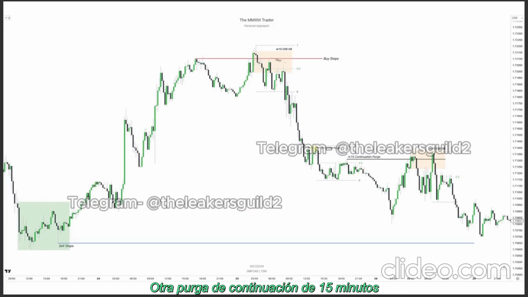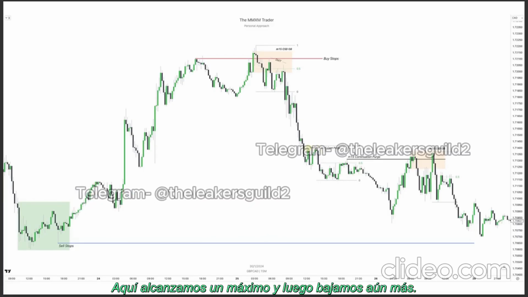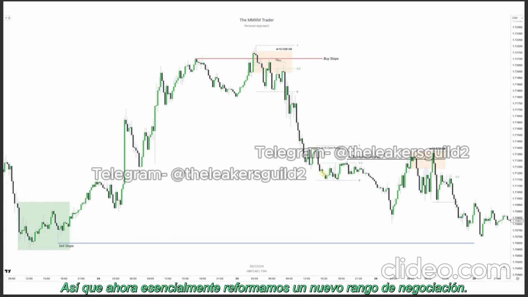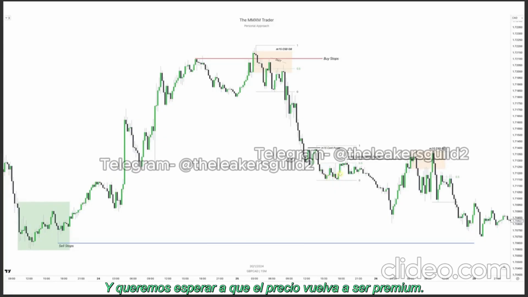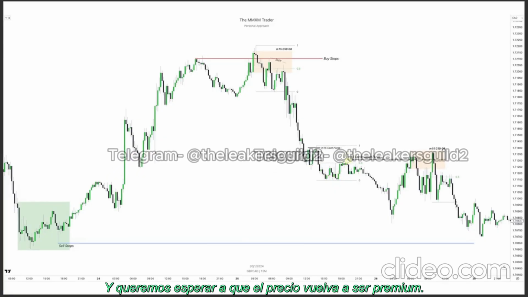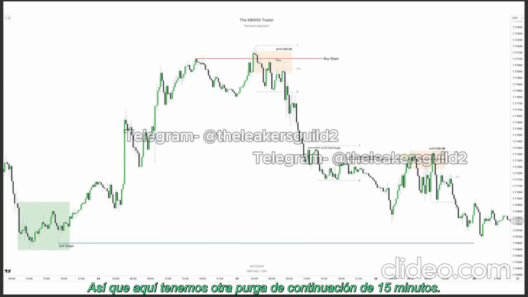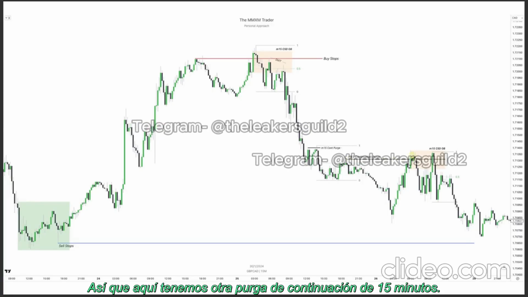Another 15-minute continuation purge, right? We take out a swing high here, then declining further. So now essentially we're forming a new dealing range, and we want to wait for, again, price coming back into premium and then declining. So over here we have another 15-minute continuation purge, right?